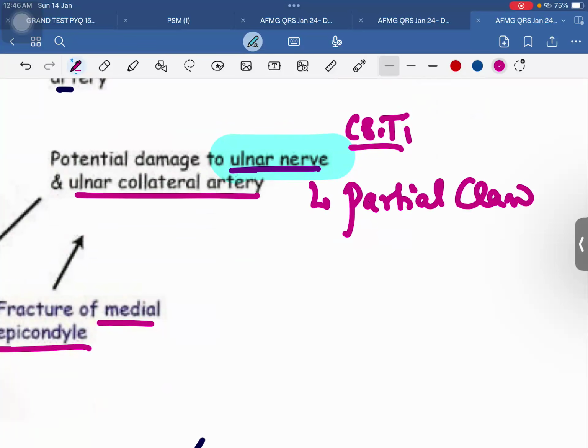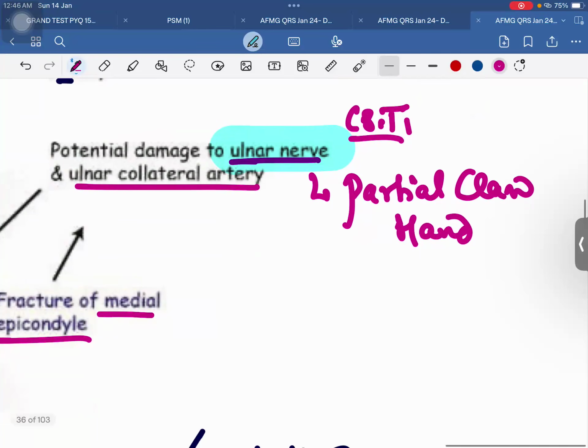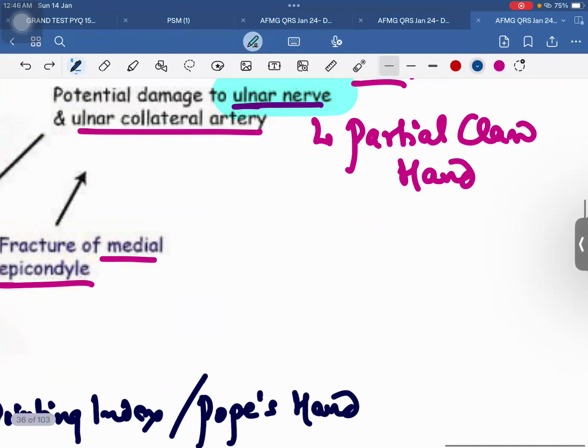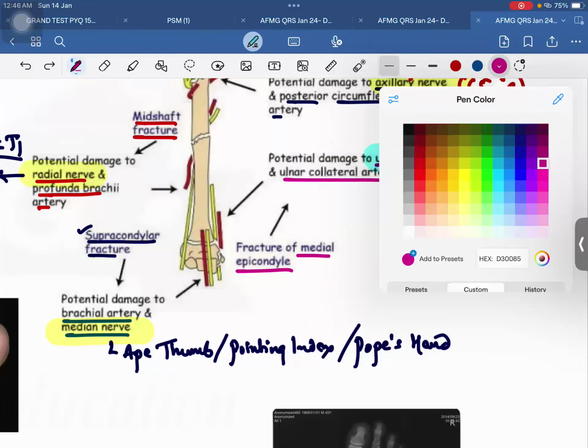There will be a partial claw hand in the patient, beta. The complete claw hand is due to median plus ulnar nerve injury, and partial claw hand is due to ulnar nerve injury alone. And in this condition, which kind of splint will be used? It is a knuckle bender splint which will be used in ulnar nerve damage, beta. So that has to be remembered.